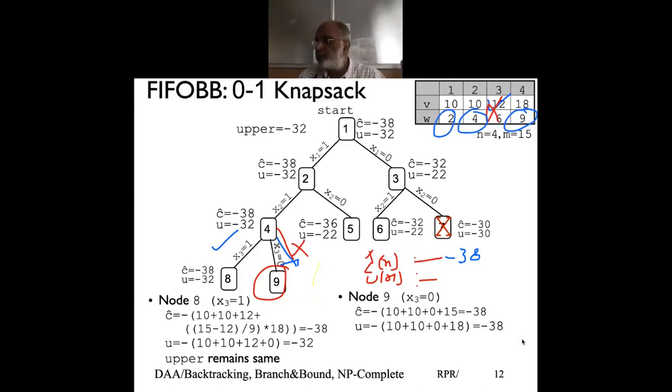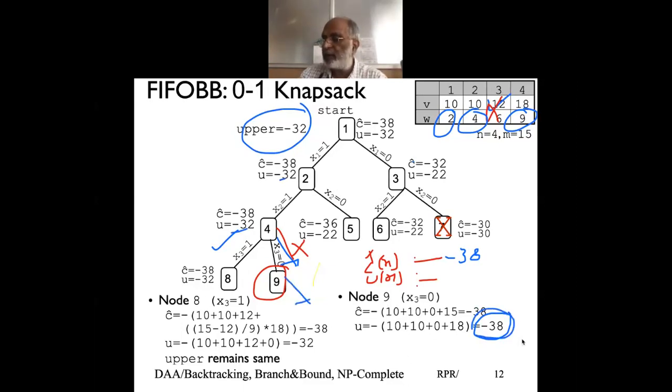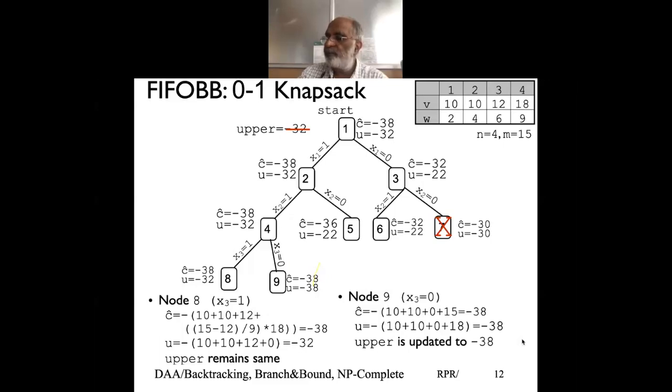Now look what is happening. This U is minus 38. Upper was minus 32. So far my U was always minus 32. Now we are saying U is also minus 38. So if I follow this path, my upper limit is minus 38, which is less than this. So we update the upper limit here as well, and we set the upper limit to minus 38. So what was my Q? My Q was 4, 5, 6, and I've added 8 and 9.